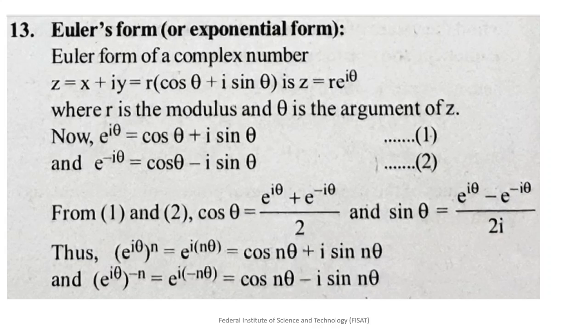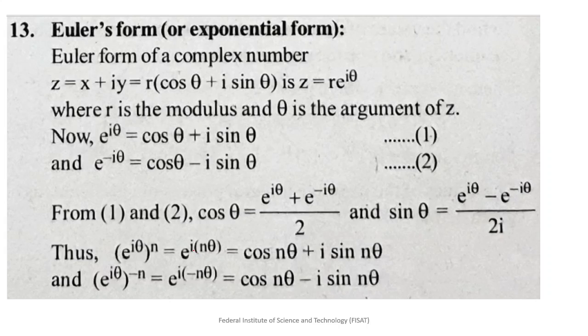Next is the concept of Euler form or exponential form. Here z equal to x plus iy is represented as r into cos theta plus i sin theta, or it is equal to r e raised to i theta. e raised to i theta is equal to cos theta plus i sin theta. Then e raised to minus i theta will be cos theta minus i sin theta. On equating 1 and 2, you will obtain cos theta and sin theta as this one.